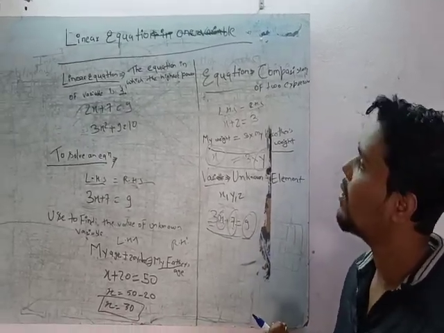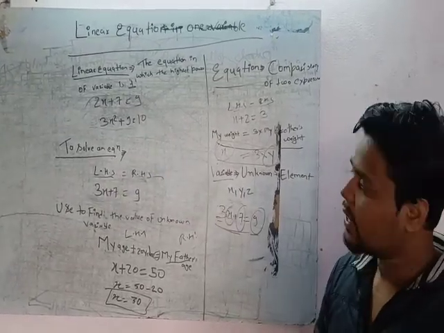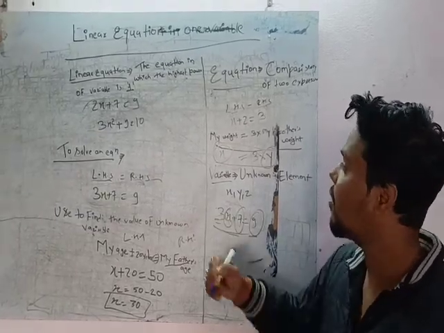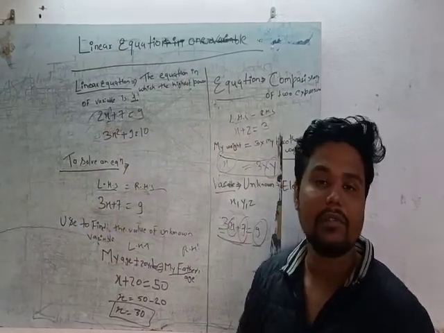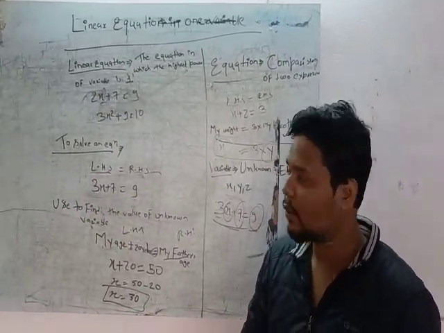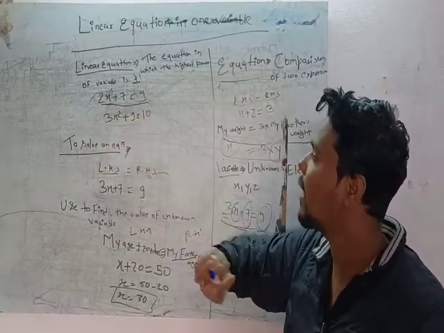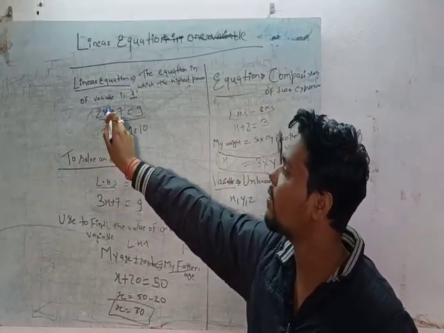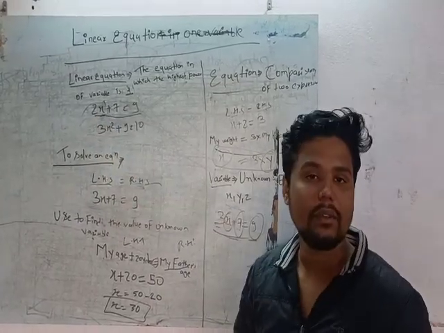Now let's come to linear equation. What is a linear equation? A linear equation is an equation in which the highest power of the variable must be 1. If the highest power of the variable in any equation is 1, then it becomes a linear equation. For example, here 2x plus 7 equals 9. Here the highest power of the variable in this equation is 1. So this is an example of a linear equation.